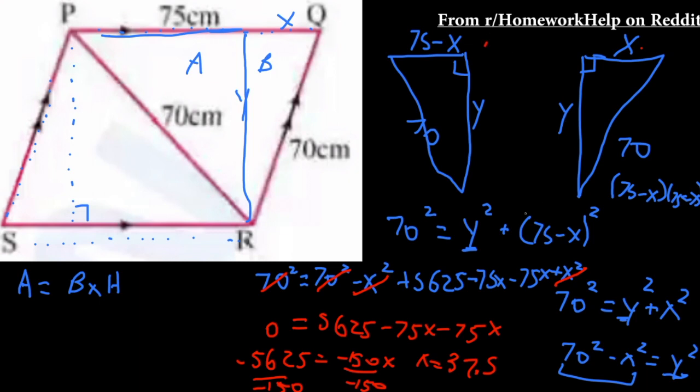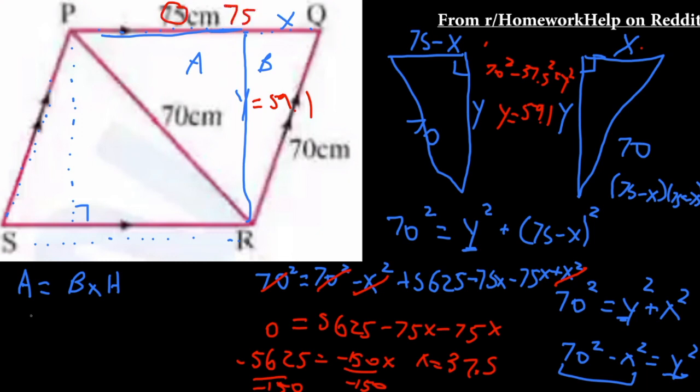If you do this, you're going to get 70 squared minus 37.5 squared equals y squared. So 70 squared minus 37.5 squared, take the square root of that, and you get y equals 59.1. So great, now you have y equals 59.1. That's perfect because this is your height. This is 59.1. And your base you already have as 75 because it says right here 75.